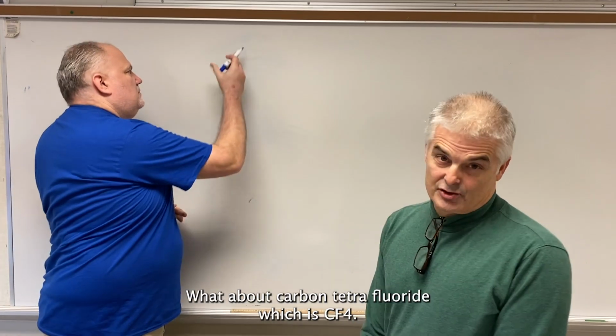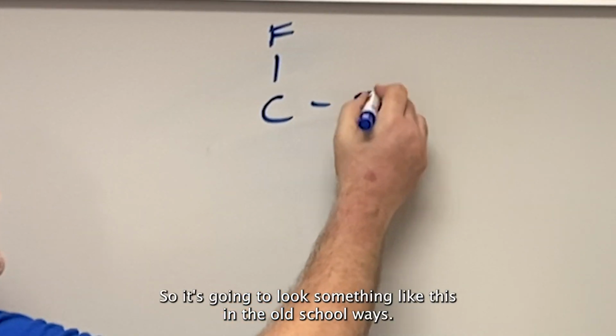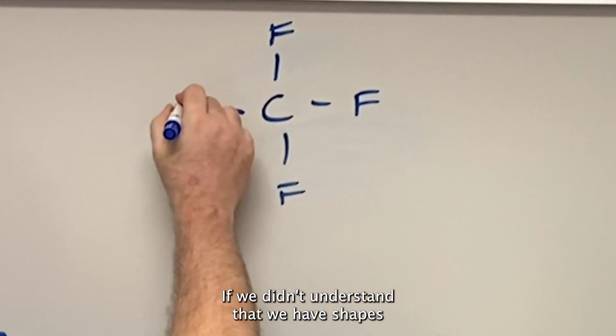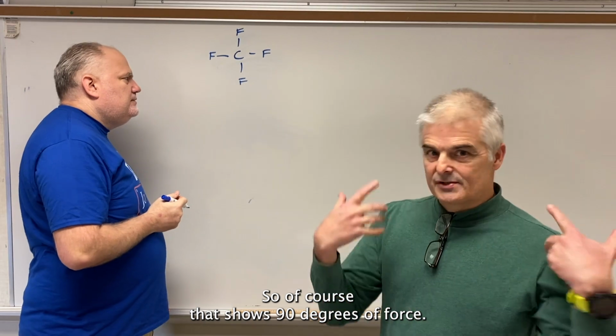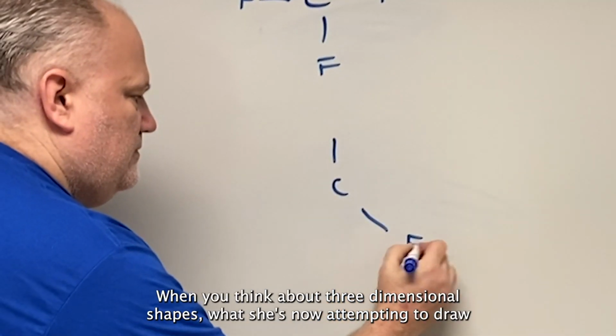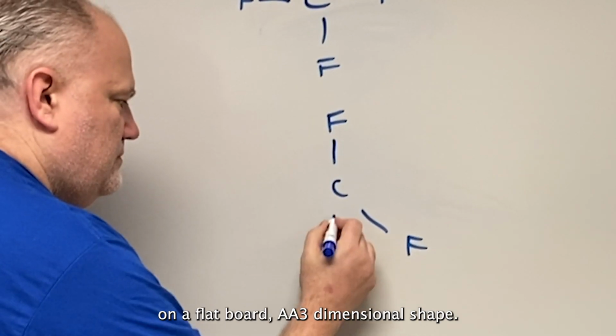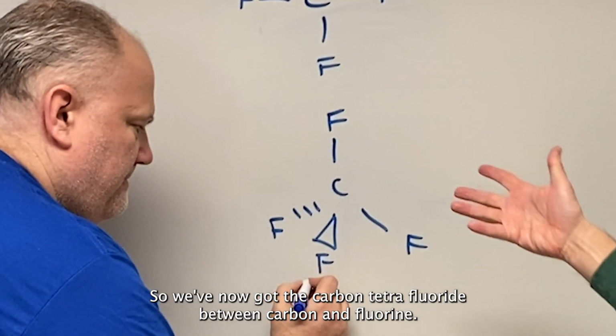What about carbon tetrafluoride, which is CF4? So it's going to look something like this in the old school ways if we didn't understand that we have shapes. I'm not drawing electron pairs around the outside. So, of course, that shows 90 degrees. Of course, we actually know that it goes to 109 degrees when you think about 3-dimensional shapes, which I'm now attempting to draw on a flat board. So we've now got the carbon tetrafluoride.